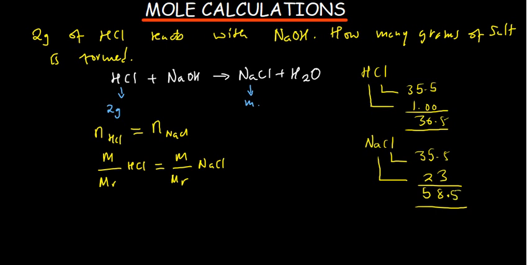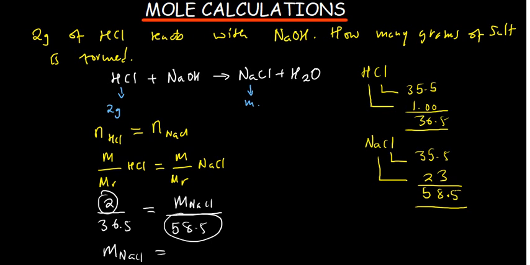Okay, so we are now going to go on. We are going to get the mass of hydrochloric acid that we've been given, and that is 2 grams, divided by the molar mass of hydrochloric acid, we can see that is 36.5. And that should be equal to the mass of sodium chloride, which is what we are looking for, divided by the molar mass of sodium chloride, that is 58.5. So therefore, the mass of sodium chloride is going to be equal to 2 multiplied by 58.5.